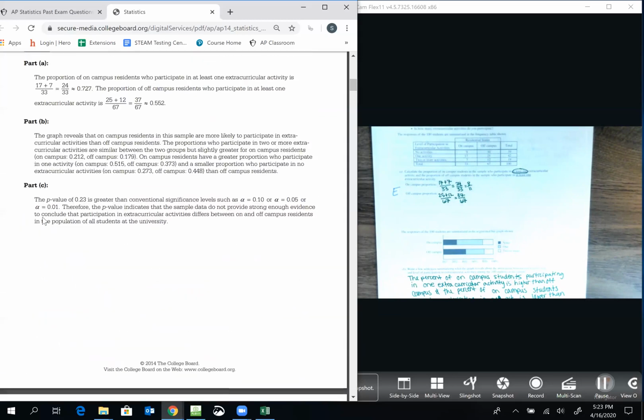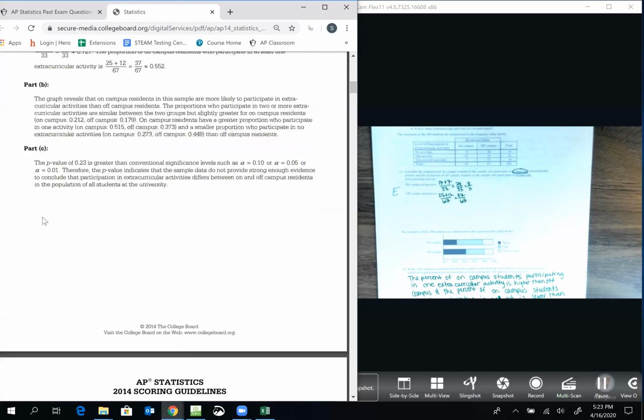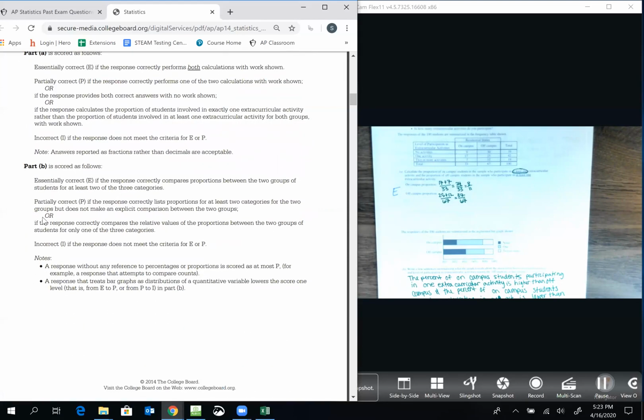For part B, let's see what they said. They said pretty much the same thing. They had numbers in there. Let's see if we needed numbers or not. Essentially correct if the response correctly compares proportions between the 2 groups of students for at least 2 of the 3 proportions. So I referred to the percentage, which is the same thing as referring to the proportions. A response without any reference to percentages or proportions is scored at most a P.